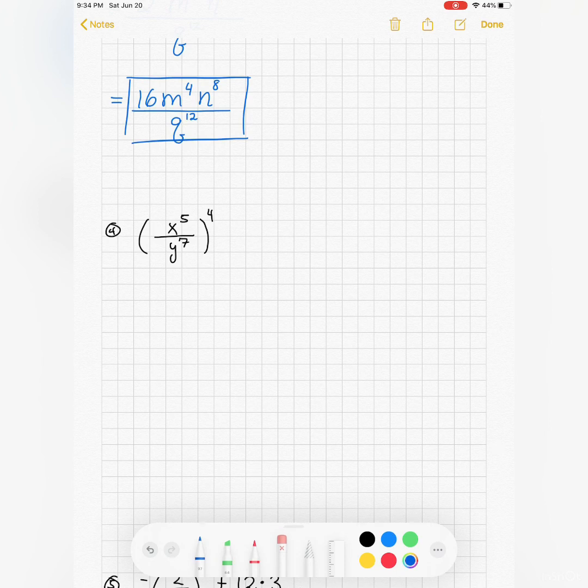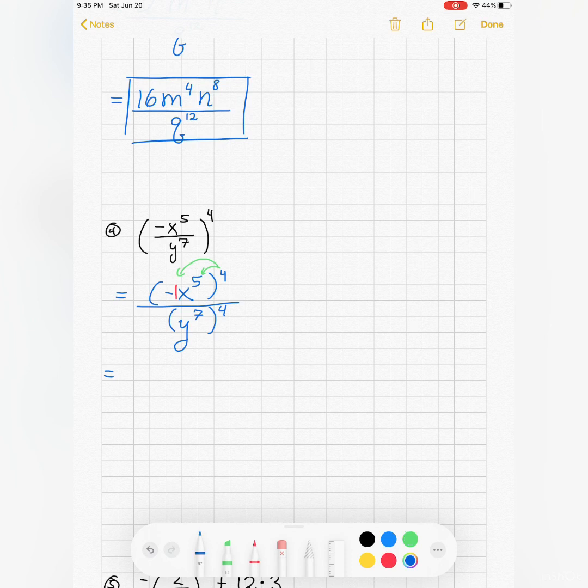Let's see, I think this is a negative. Okay, so I distribute my 4 to the top and the bottom. Let's see, do you remember how this numerator works? It's like there's an implied 1 there. So I can actually distribute that 4 then.